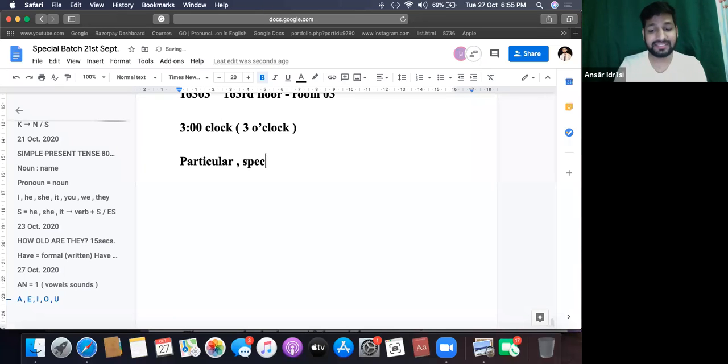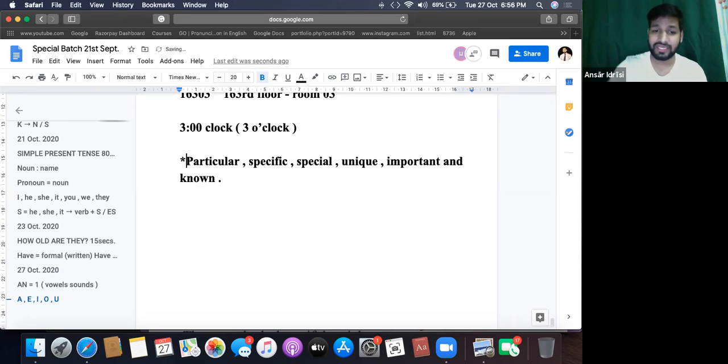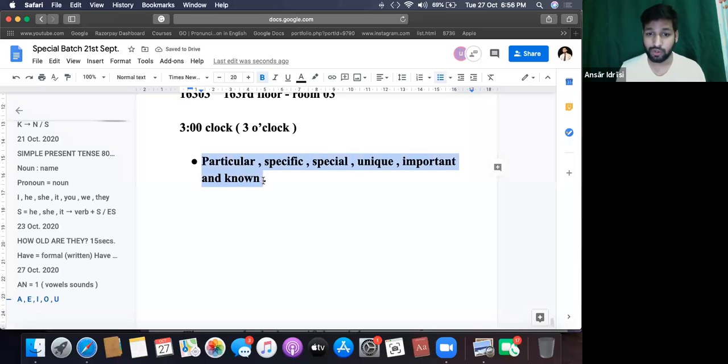When something is specific. When something is special. When something is unique. When something is important. And when something is known. Getting it? Generally, we use the when something is particular, when something is known, when something is unique, when something is special, when something is important, etc. We use the for this one.